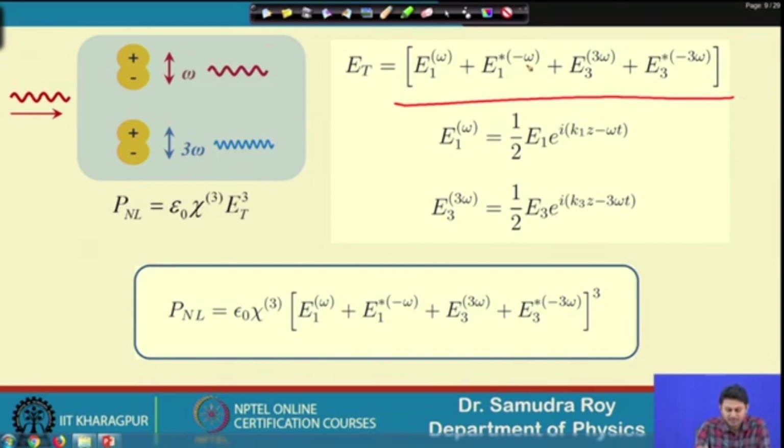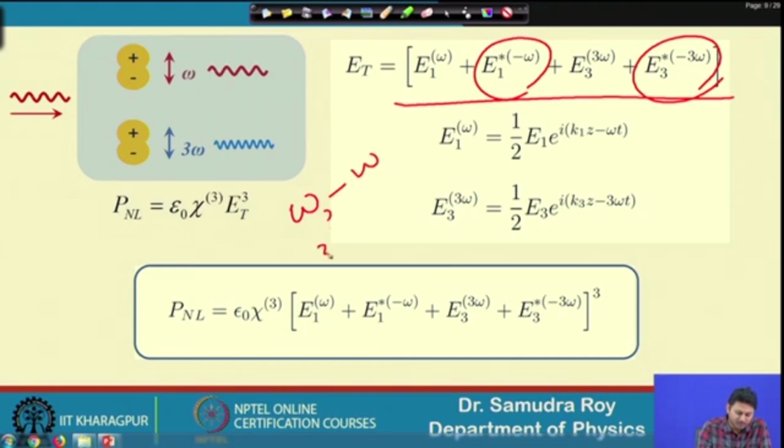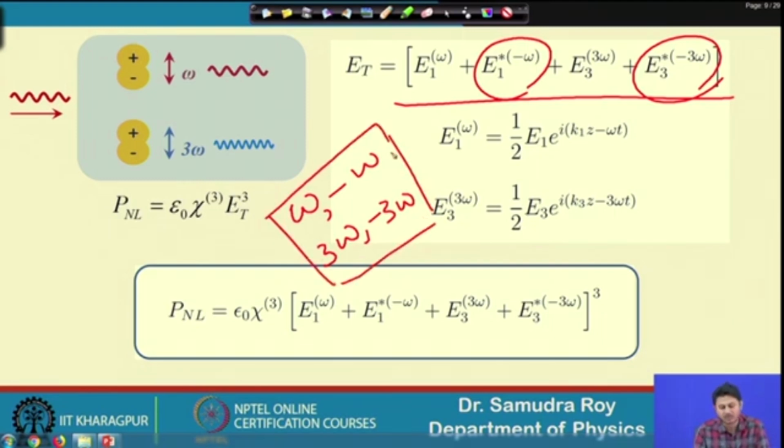So it is omega, minus omega, 3 omega, minus 3 omega; the complex conjugates are added here. So eventually we have 4 different frequency components. We can consider these complex conjugate components also as different frequencies. So inside the system let us consider these 4 different frequency components, omega, minus omega, 3 omega and minus 3 omega, and now they combine with themselves to give different frequency components of PNL.